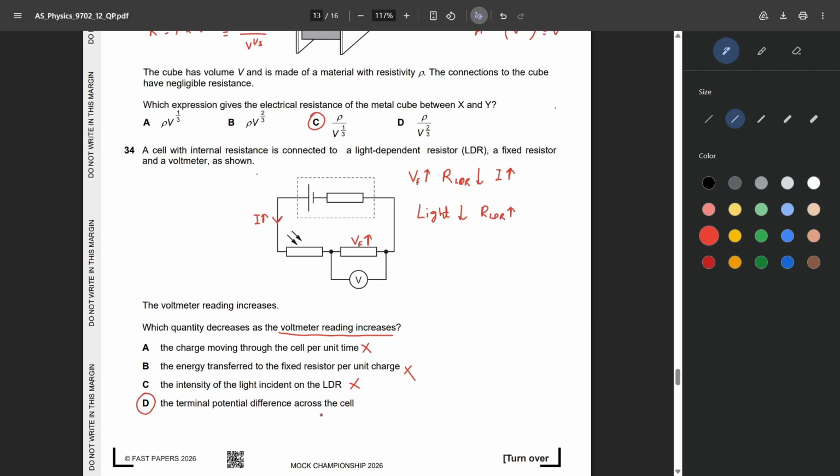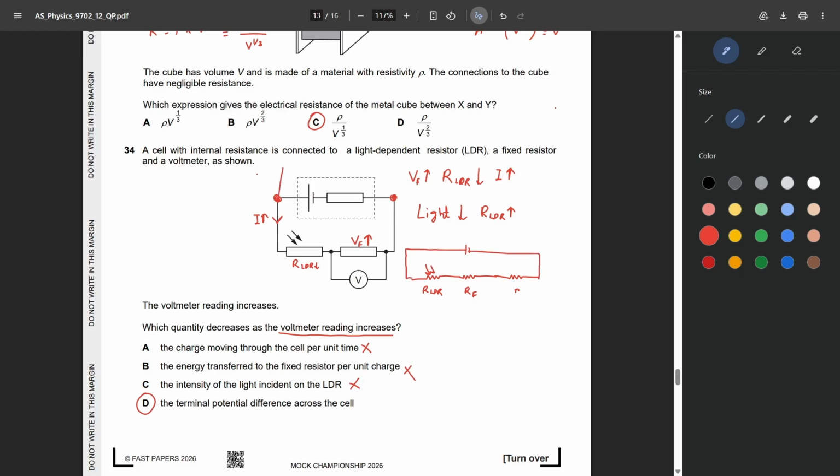The terminal potential difference across the cell. Okay, so if VF increases, we know that the resistance of this LDR decreases, right? The terminal potential difference is the PD across these 2 points. Now, if we rearrange this circuit, that shows us something like this. This is the LDR, the fixed resistor, and the internal resistance. Let's call this R LDR. Let's call this RF for fixed resistor, and let's name it small r for the internal resistance. And we have the battery, the source over here.